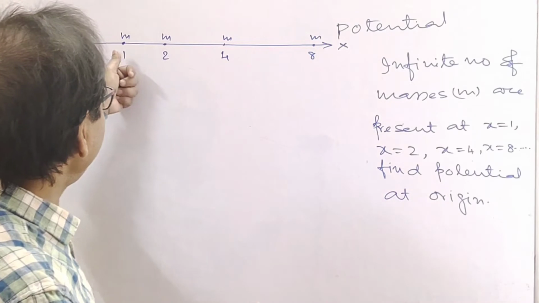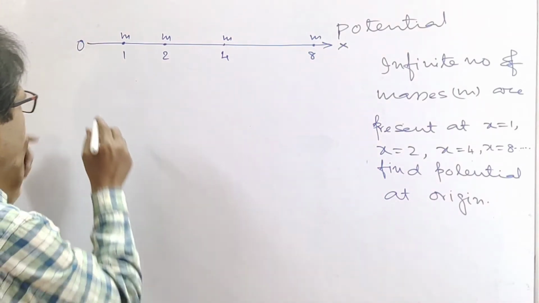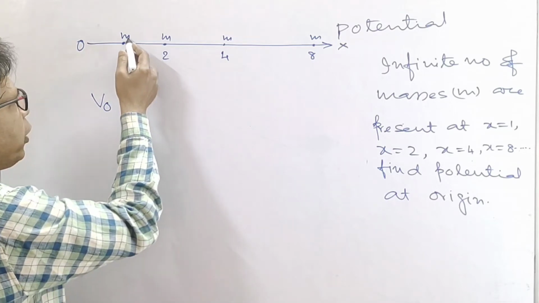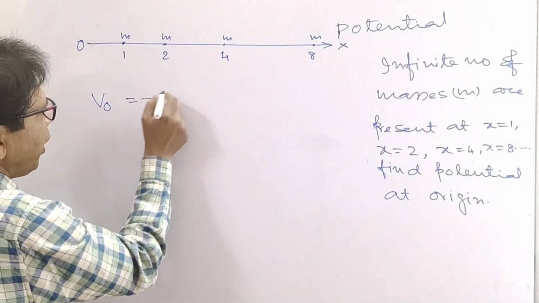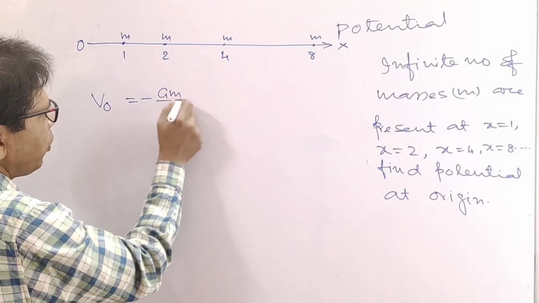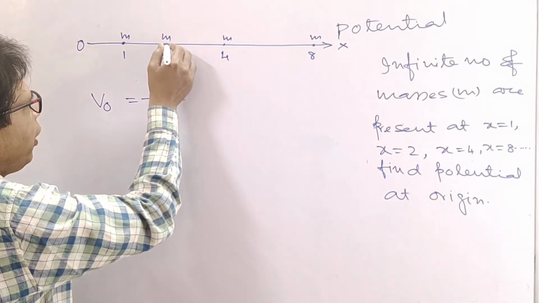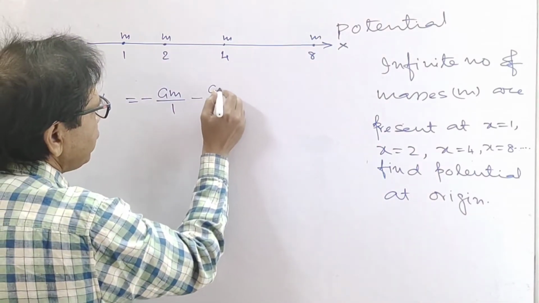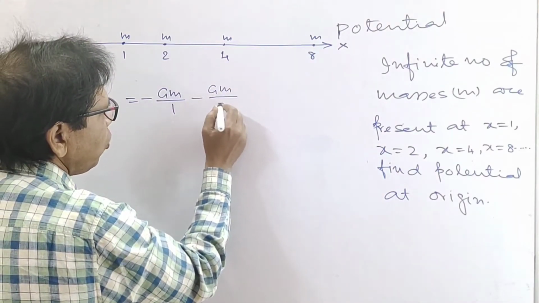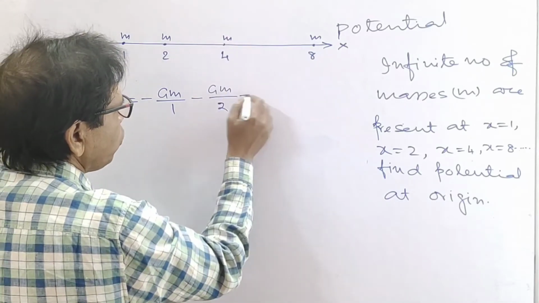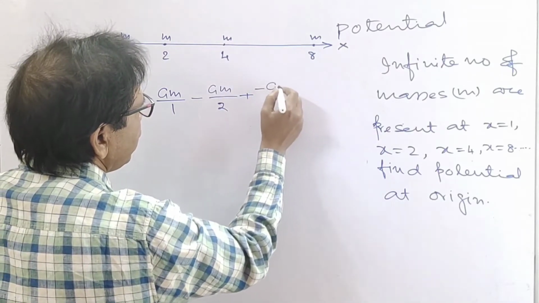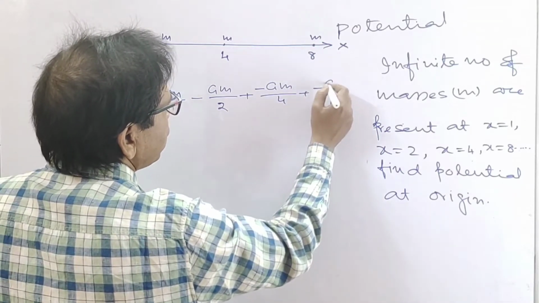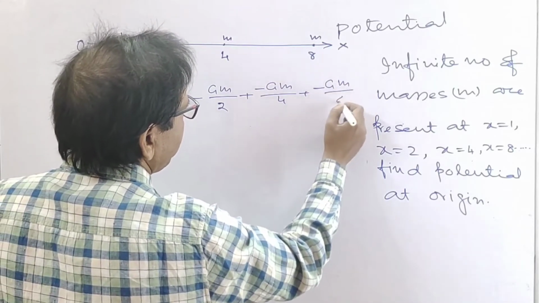So the potential at O, V O, equals the potential due to this mass, which is minus G m by 1. Now potential due to this mass at O is minus G m divided by 2. Potential due to this mass is also minus G m divided by 4, and potential due to this mass is minus G m divided by 8, plus and so on.